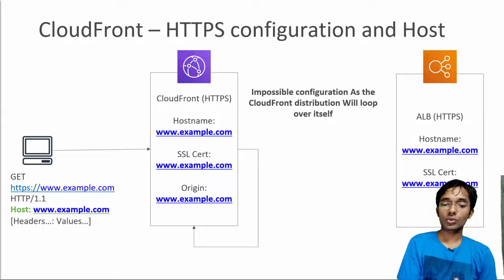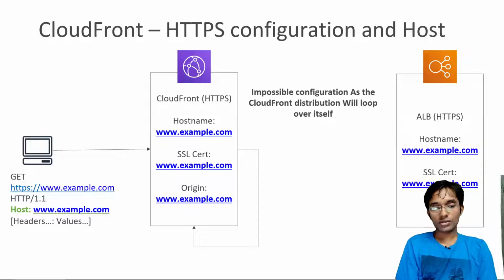And so the question is, why did I show you this? Well, I am showing you this just to show that this is an impossible configuration. Still, some of you know the exam may trick you into thinking that this is possible. So the idea is that we wanted to only have one SSL certificate, and this configuration particularly doesn't work. You need to manage two SSL certificates, one for the ALB and one on CloudFront.